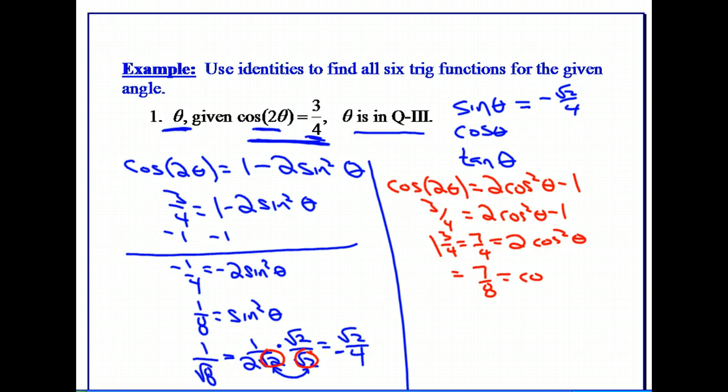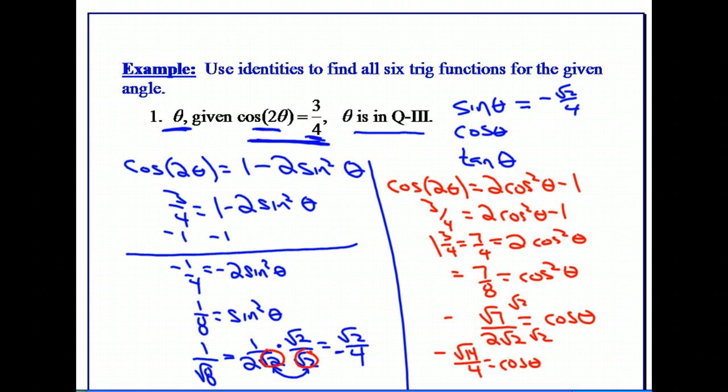7/8 equals the cosine squared of theta. Take the square root. I don't know the square root of 7, but I know the square root of 8. We just did it. It was 2 root 2 equals the cosine of theta. I know I'm in quadrant 3, so it's negative. I know I can't leave a square root on the bottom, so I'll multiply top and bottom by square root of 2. I get negative square root of 14 all over 4 is the cosine of theta.